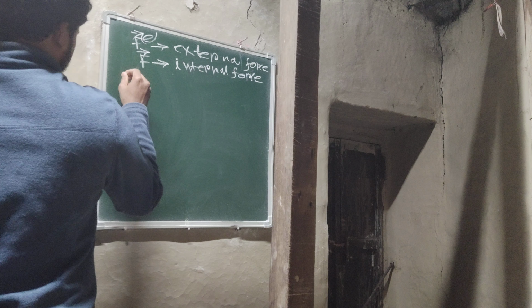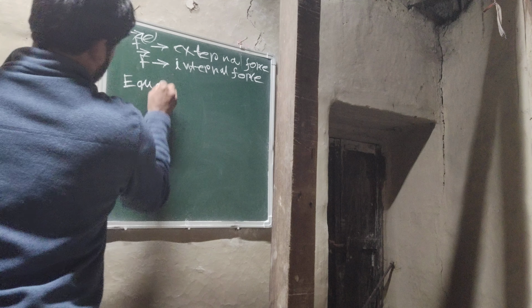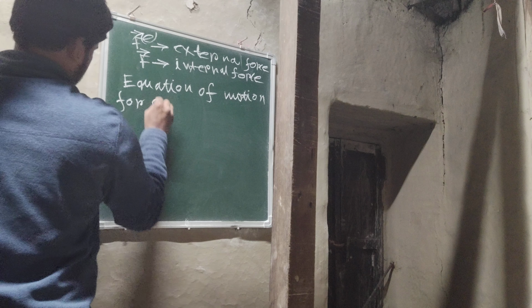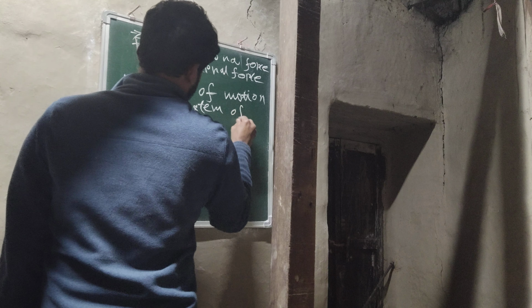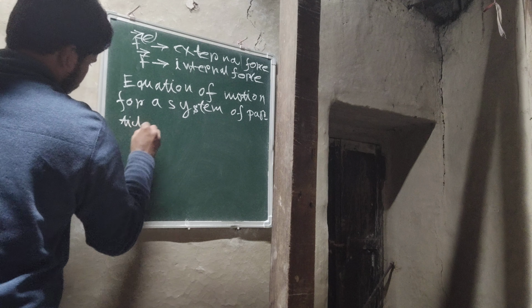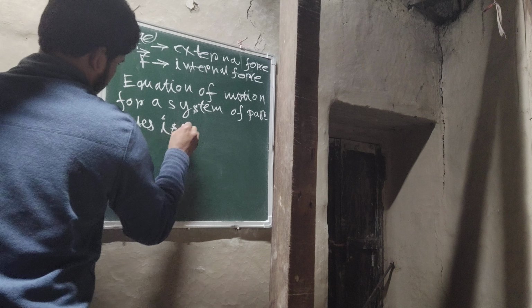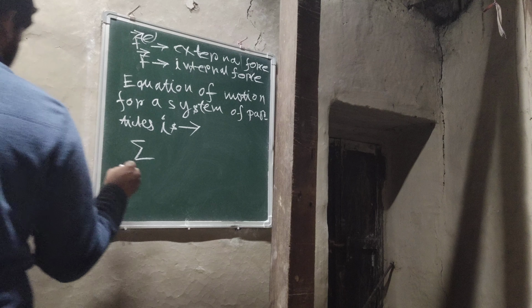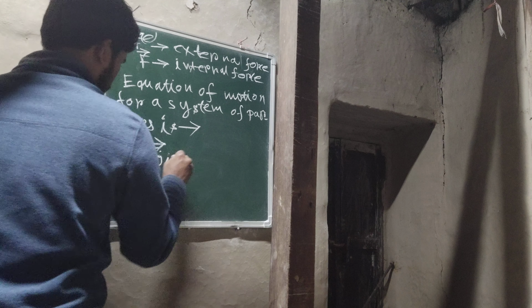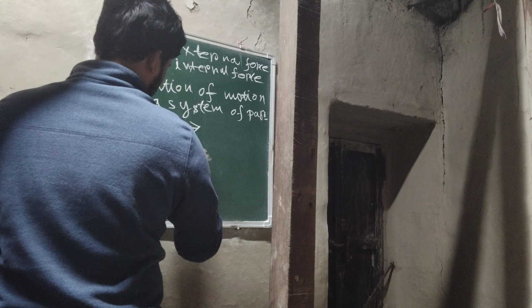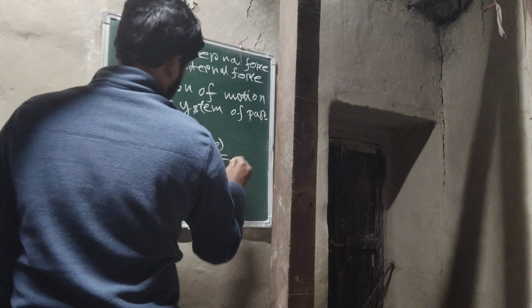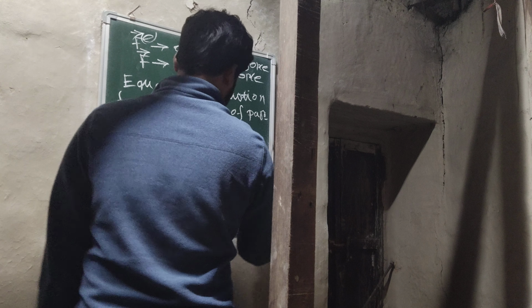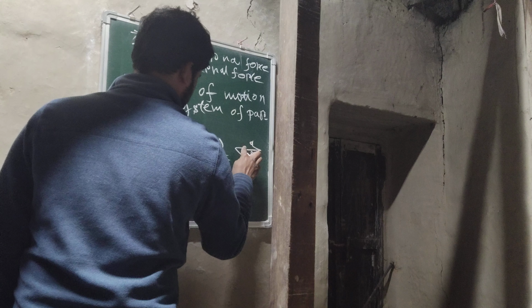Equation of motion for a system of particles is summation F_ji vector plus summation F_i^e equal summation p_i vector dot.